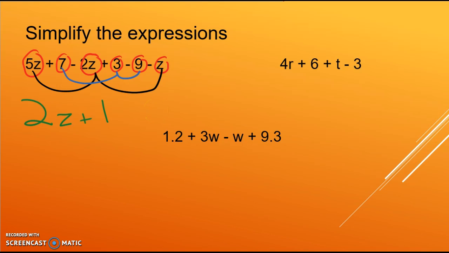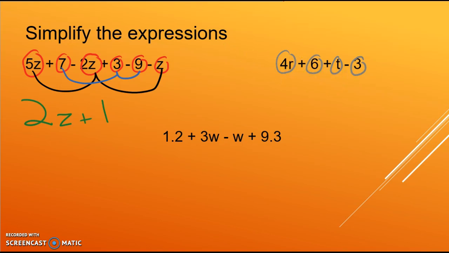For my second example over here, I have 4r, 6t, and 3. When I combine those, my like terms are 4r and t, and then I also have 6 and 3. Well actually, let's go back, because 4r and t are not like terms, because for one the variable is r, and for the other the variable is t, so I can't combine those at all.